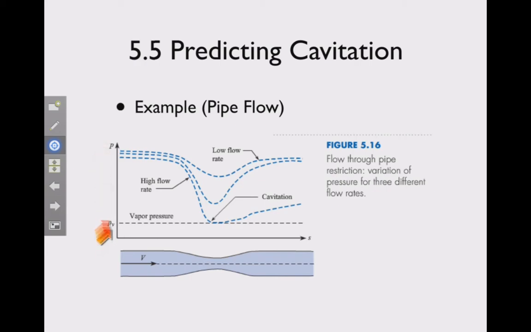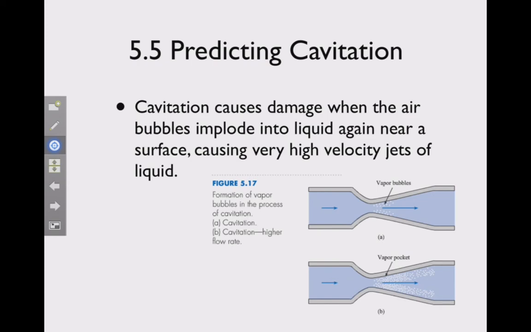But on this pressure curve here, we can see that the vapor pressure is here. And if our flow goes fast enough that we lower the pressure to the point where we have the vapor pressure occurring, then we can have cavitation. And cavitation, here's a picture from the book that shows that cavitation can cause damage when the air bubbles implode in the liquid, again, as the water exits out the jet.